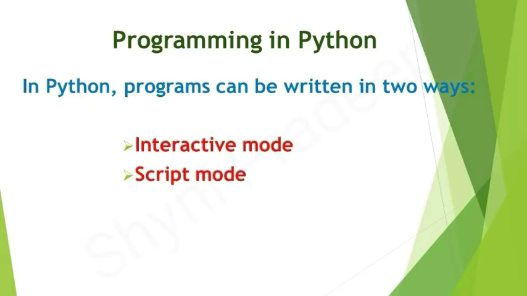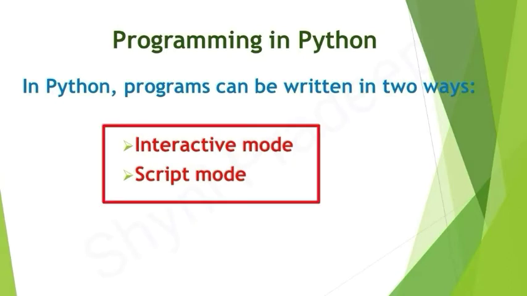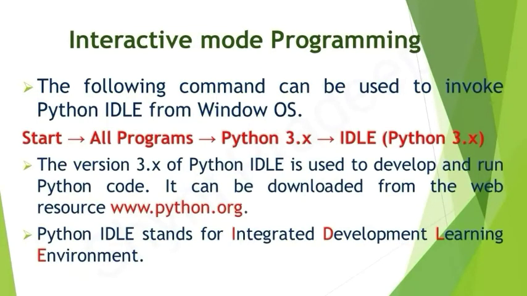In Python, programs can be written using two modes. What are they? First one is interactive mode and second one is script mode. If you need to write Python codes, you can choose any one of these modes. Okay. So first let us see about interactive mode. How will you start this interactive mode?